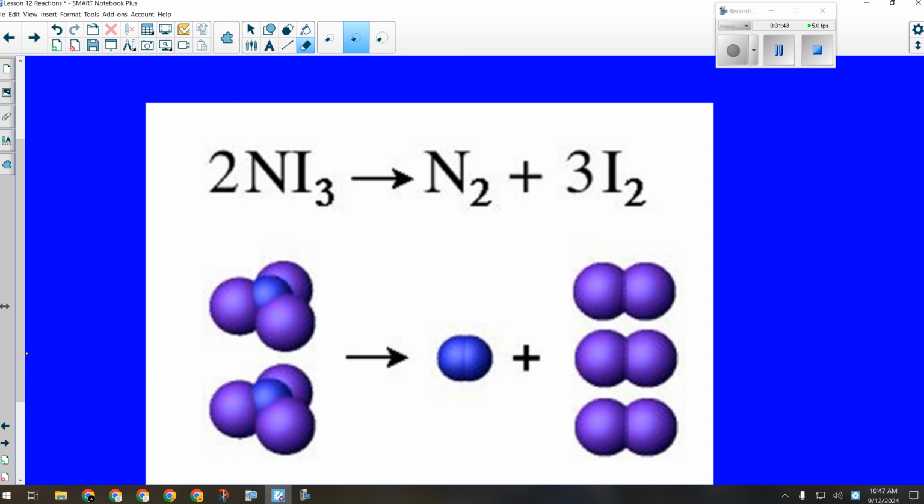All right, questions on the decomposition reactions? We can always recognize a decomposition reaction. It's the only reaction type that starts with only 1 reactant. Only 1 reactant.